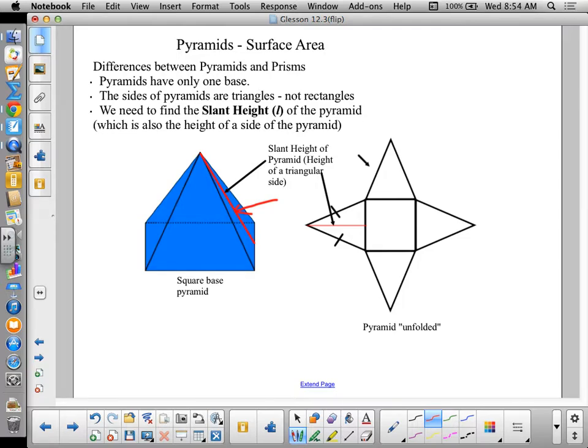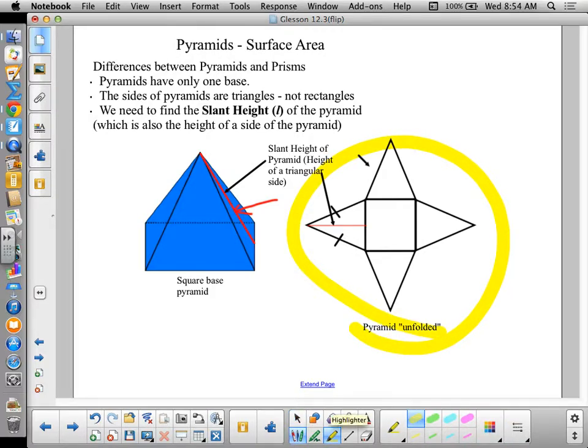When we're finding the surface area of the pyramid, we have to be concerned with something called the slant height of the pyramid that is on the face of the pyramid, because unlike with prisms where we have rectangular sides, here when we look at our unfolded pyramid, we can see that our sides are really triangles and not rectangles. And of course, the way we find the area of a triangle is we take the base times the height and divide by 2.